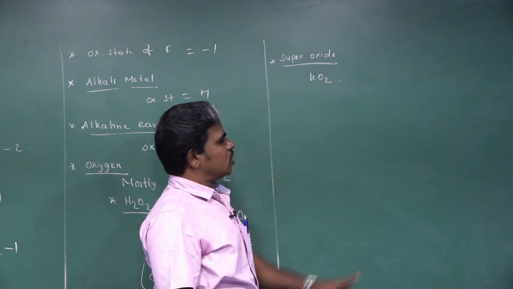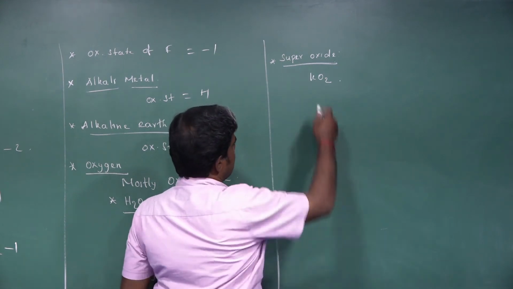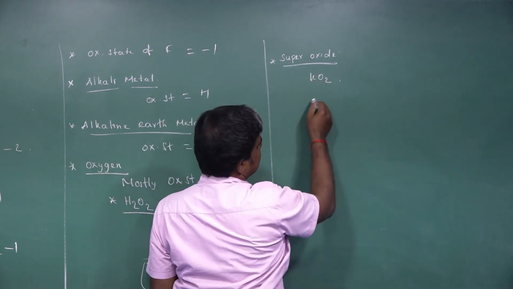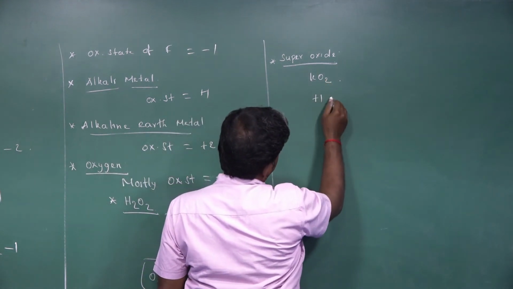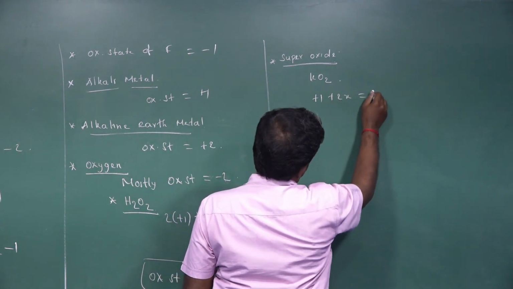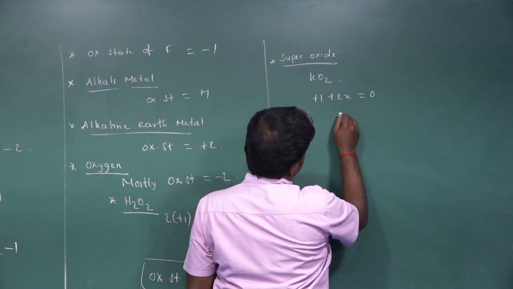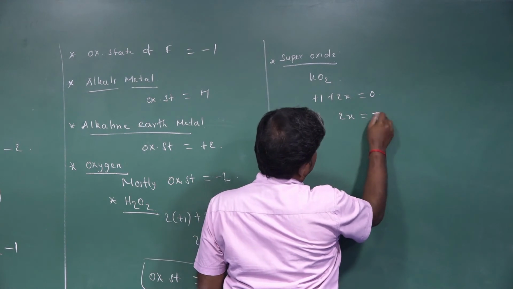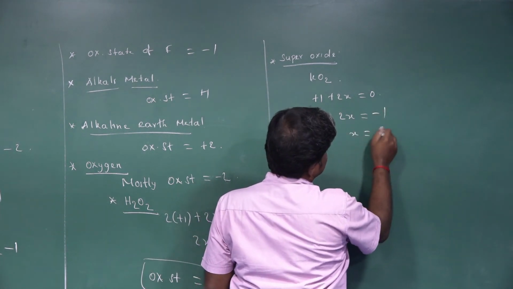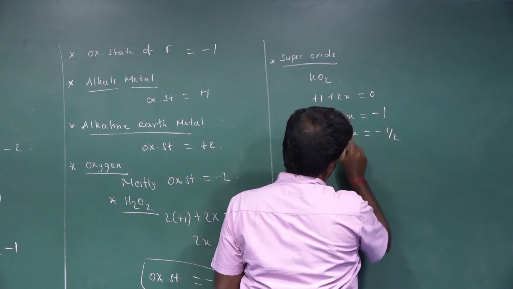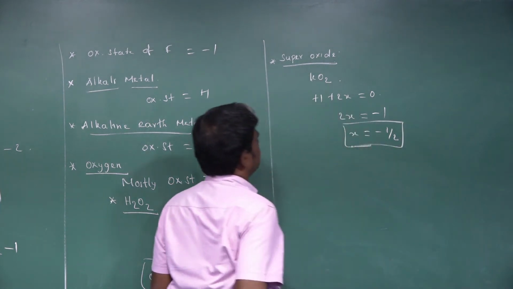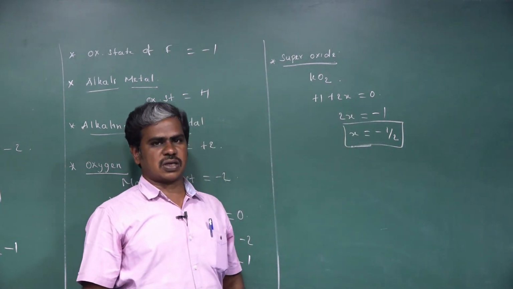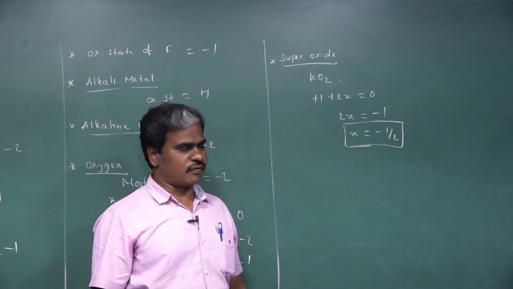Then what is the oxidation state of oxygen? You know that K is an alkali metal, so it is +1 plus 2x, which is equal to 0. So 2x is equal to -1, so x is equal to -1/2. So the oxidation state of oxygen in superoxide is -1/2.